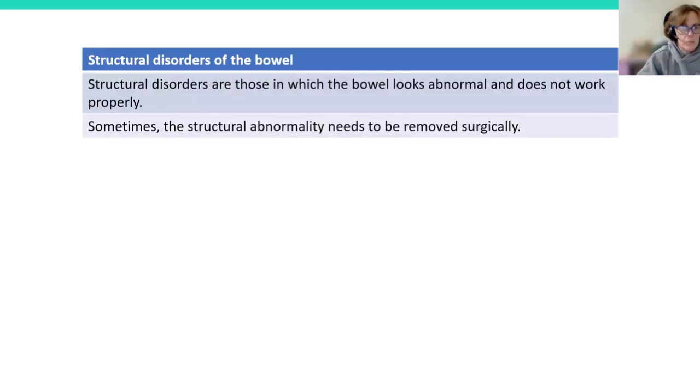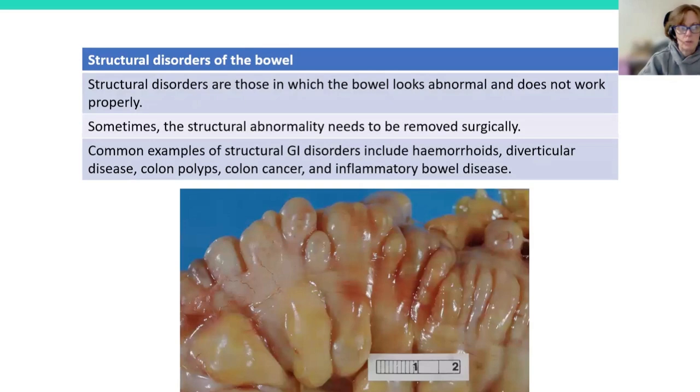So sometimes it's possible to remove structural abnormalities depending on what's wrong. We'll have a look at a couple in a minute, and you can see that there's just lots of different types, and it's not always possible. It is possible to remove parts of sections of the bowel because it's so long. You can remove parts of the small intestine fairly easily, fairly routinely, parts of the colon as well. So it is possible to remove parts of it without too much difficulty.